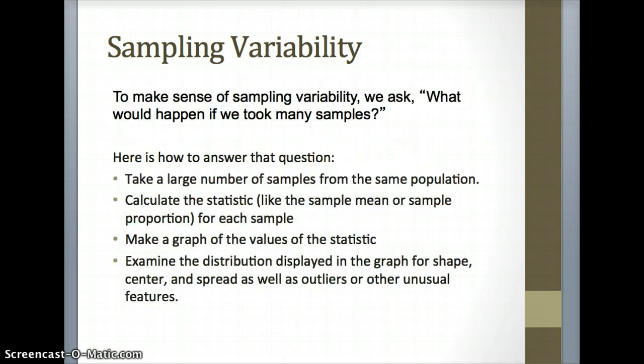So to make sense of sampling variability, we're going to ask ourselves, what would happen if we took many samples? So instead of just taking one sample of, say, 60,000 households for our population of 121 million Americans, what if we were to take, say, 500 samples?